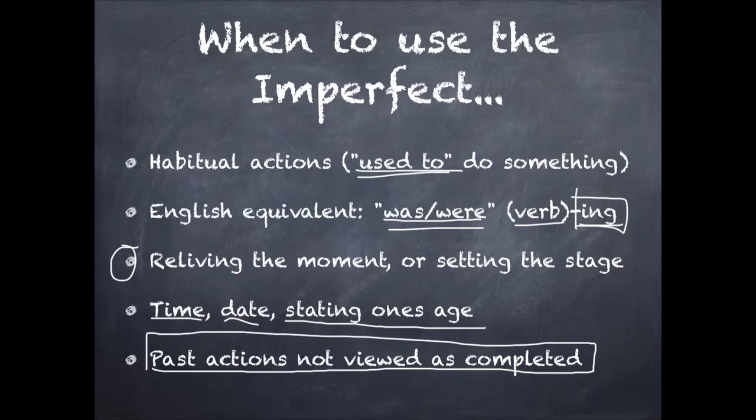Because when we talk about habitual actions, we say we used to do them all the time, but they're not viewed as completed because they're not done, because you do them all the time. For example, if I said I was walking down the street, that's not viewed as a completed action because it almost leads you to believe that something else happened that interrupted what I was doing.